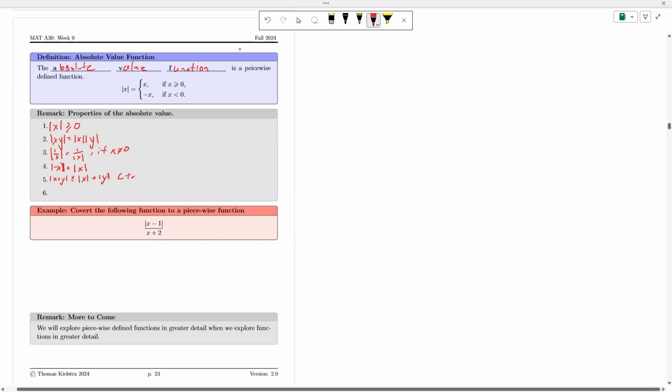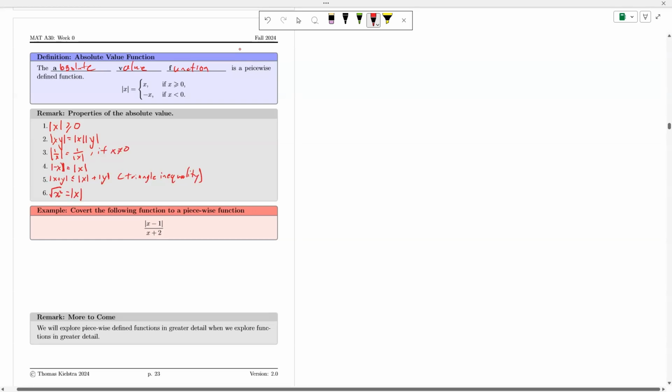Now, this is called the triangle inequality. And last, the square root of x squared is equal to the absolute value of x.